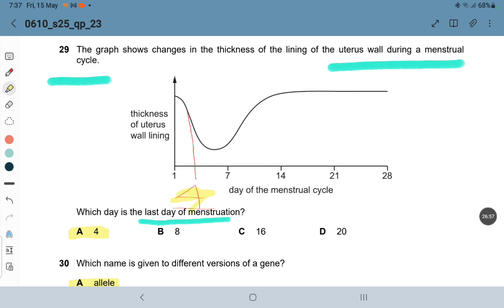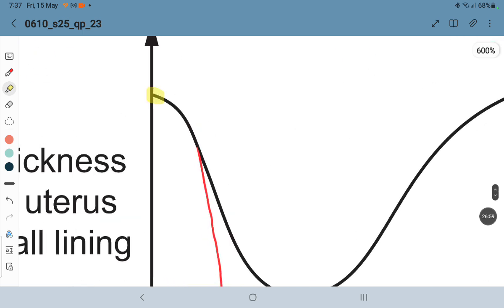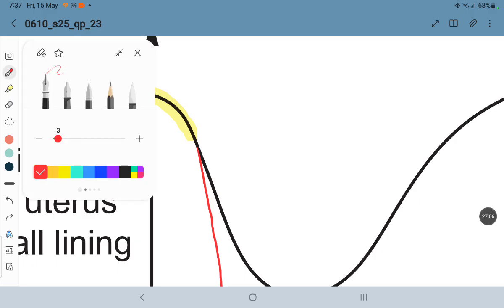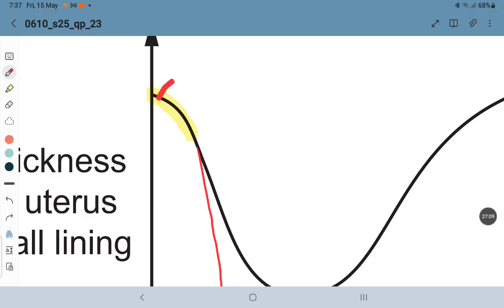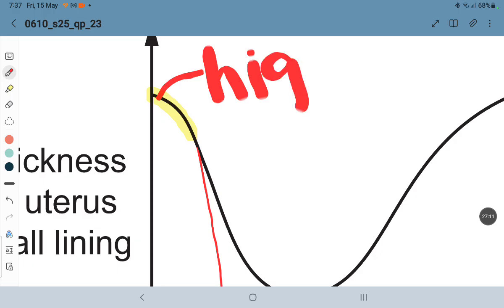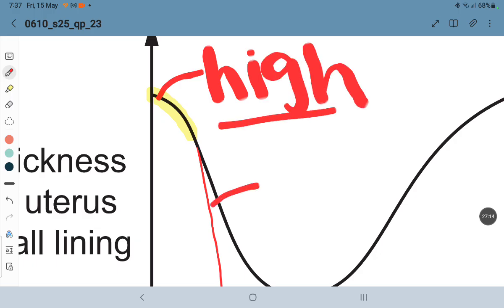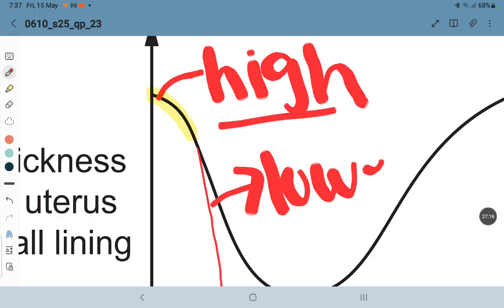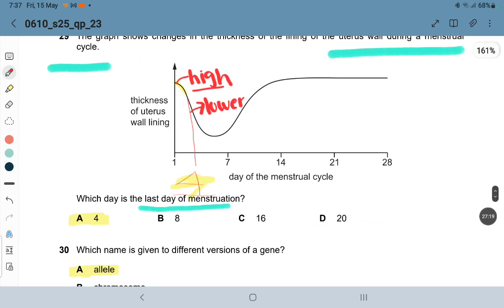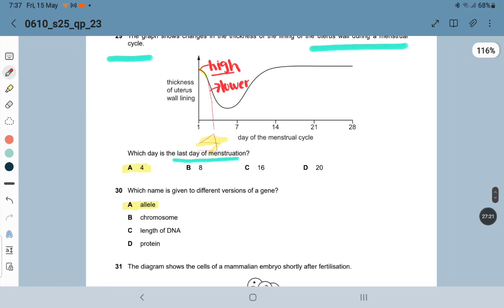As you can see with me here, the line first started to decrease, right? It was first here at high. But after that it starts to decrease. It was here at high, but now it starts to become lower. Lower in thickness. So that's why the last day of menstruation was day 4, not day 7, not day 8, because at day 8, as you can see, the thickness of the uterus wall lining was increasing, meaning that the menstruation had ended a while ago.